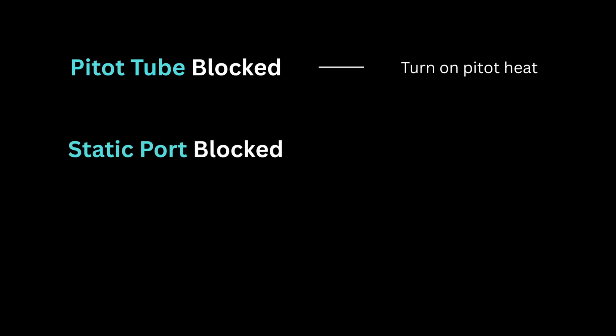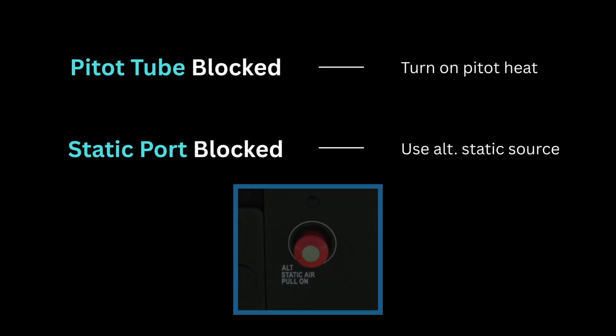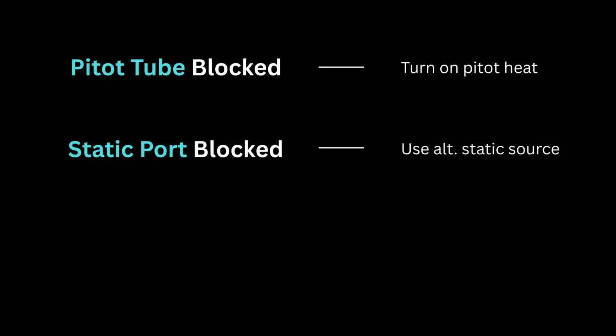As far as solutions go, if the pitot tube is blocked, whether it be the main ram entrance or the drain hole, the best thing you can do is turn on the pitot heat. If the static port is blocked, use an alternate static source. Most training aircraft have a small lever or knob labeled alt static or alternate static source. This opens a valve that disconnects the static line from the blocked external port. Cabin air pressure is then routed into the pitot-static instruments.